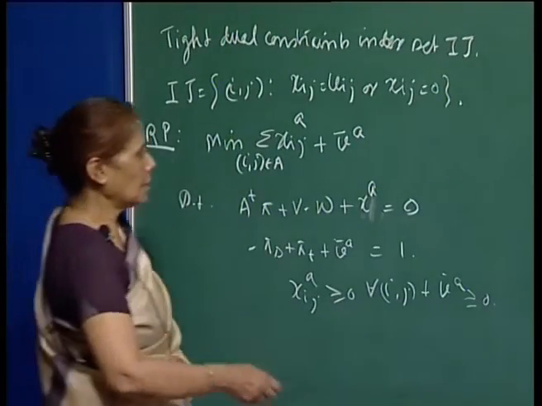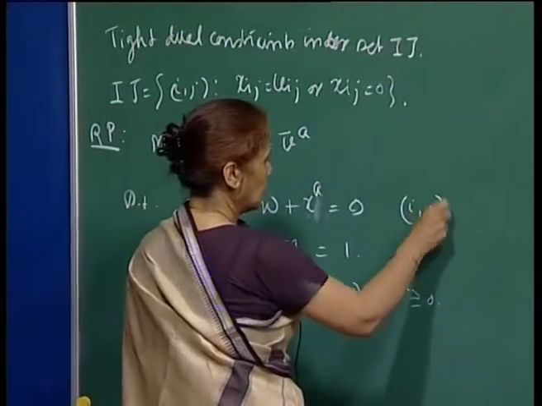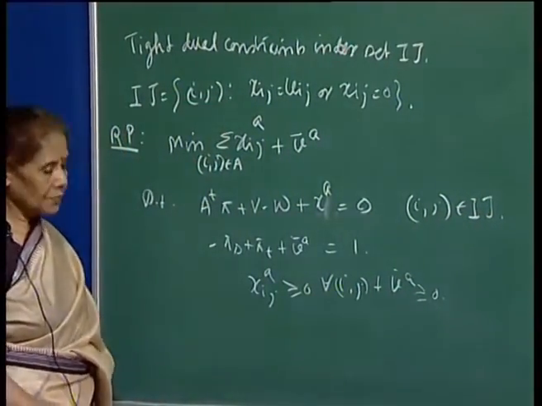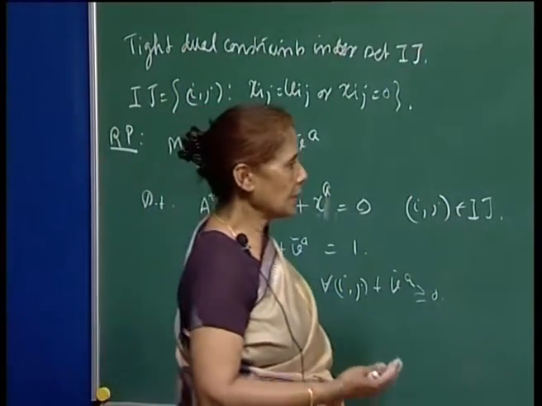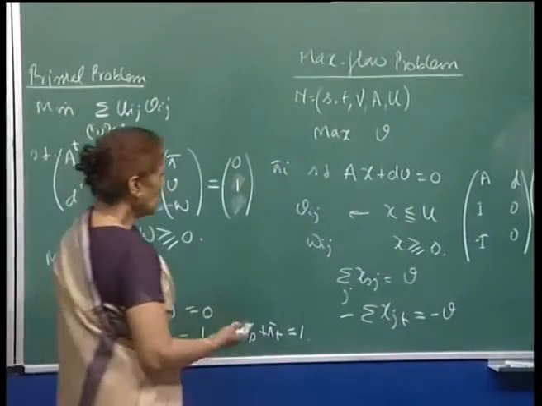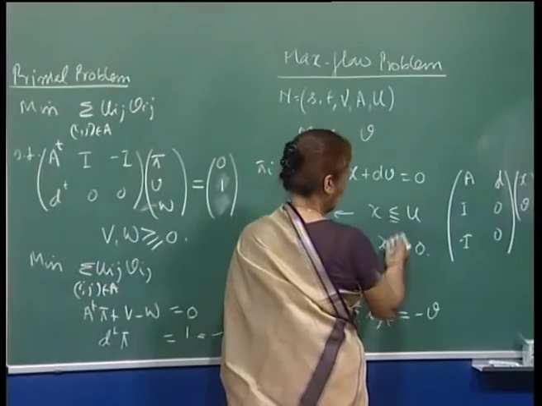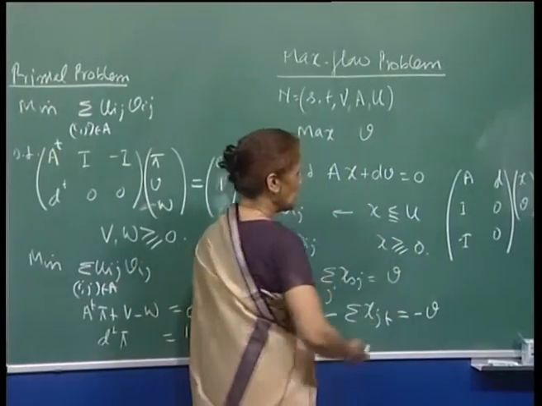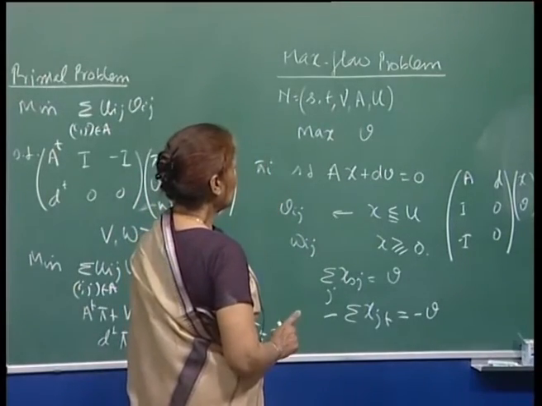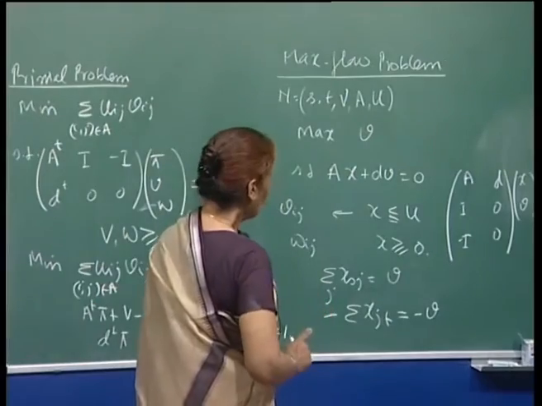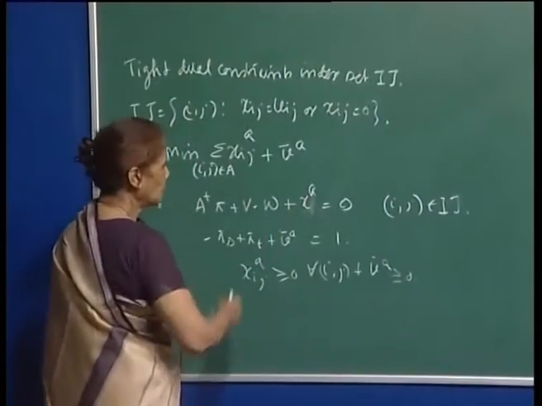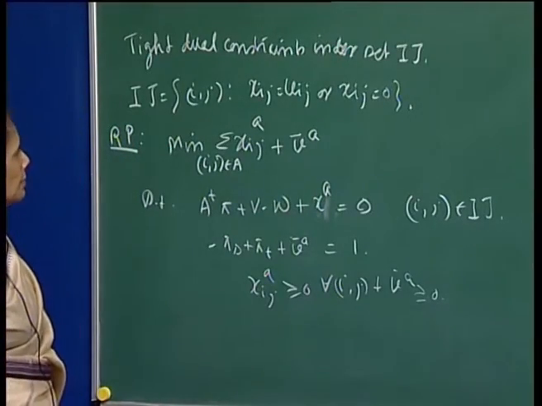Fine. And this is for ij belonging to capital I J, the ones for which the dual constraints are tight. So that means I have a starting feasible flow in the network, because any x satisfying these constraints represents a feasible flow in the network. Then I find the tight constraints corresponding to that flow, and now you want to look at the restricted problem.